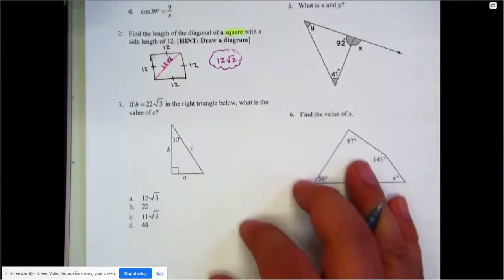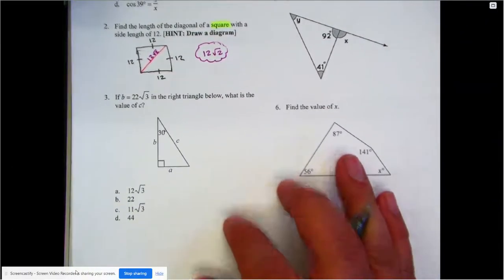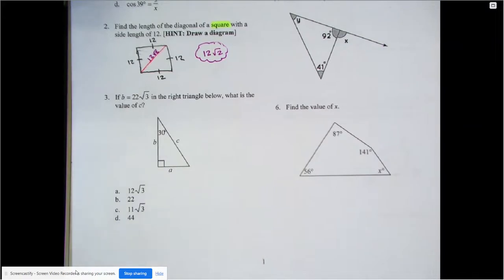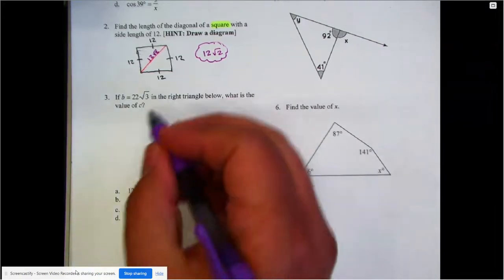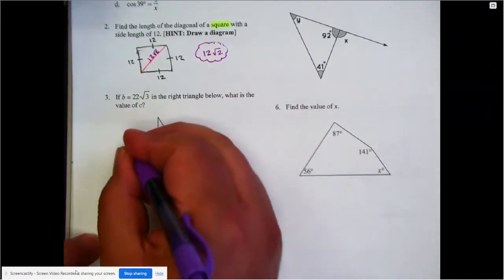Moving right along. Number 3, again, you're just checking your answers. I don't even want you writing. I need you just looking. So for number 3, it says B is 22 radical 3.